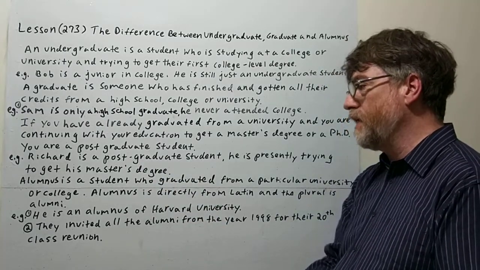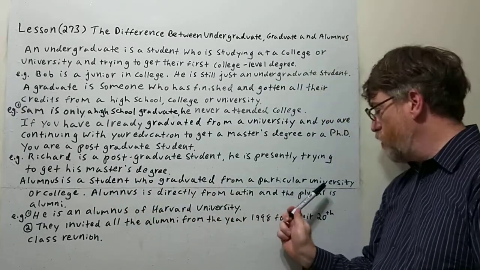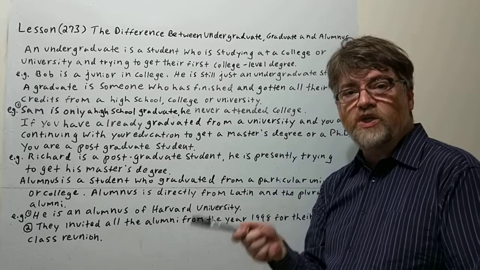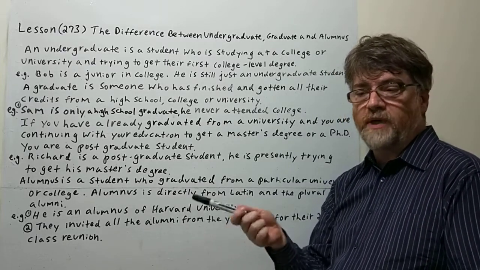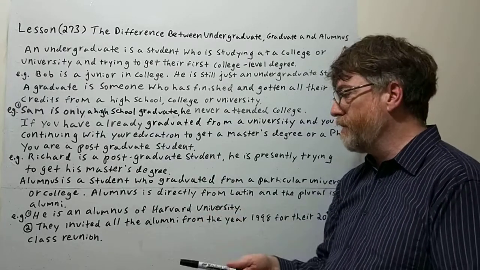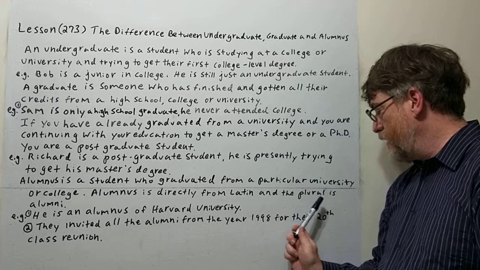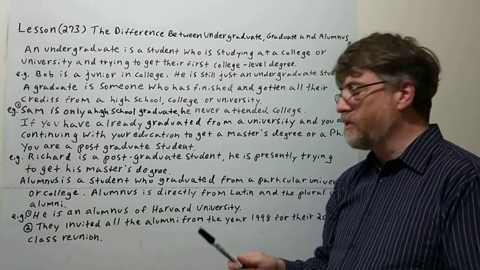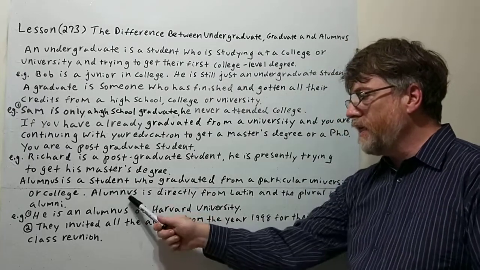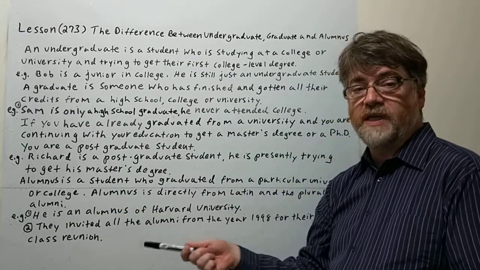Okay, let's continue. Alumnus is a student who graduated from a particular university or college. Yeah, so we mostly use alumnus when it's understood which individual university you're talking about, because usually you say you're an alumnus of a particular school or particular university. So let's say alumnus is directly from Latin. And the plural is alumni. Yeah, so that's often the way that Latin works. Some nouns that end in US in Latin sometimes have an I as a plural.